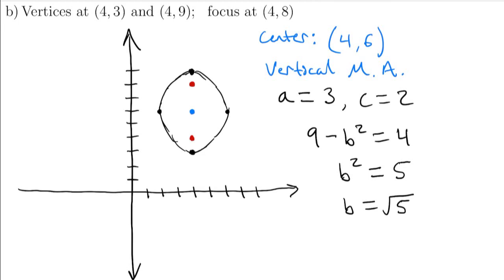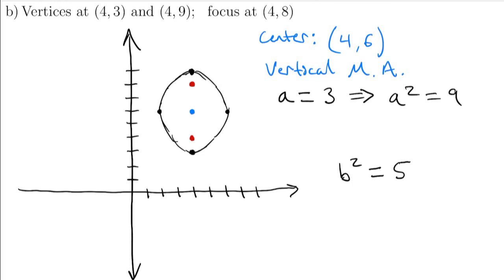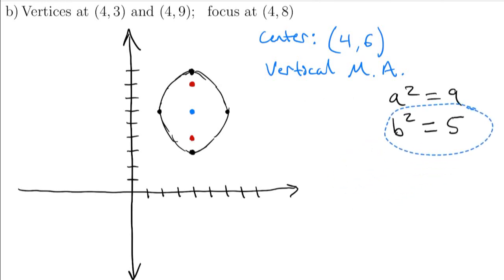So we have our sketch, and now we just need to find the equation, and for that we need A squared, which we can actually just square both sides of this, right? If A is 3, then A squared is 9. That's what we need for our equation. And then we also need B squared, which we already found. So we're done with all this information. We just need A squared and B squared. We already have the center and a vertical major axis. That's going to help us out as well. So let's see, can we write out our equation?